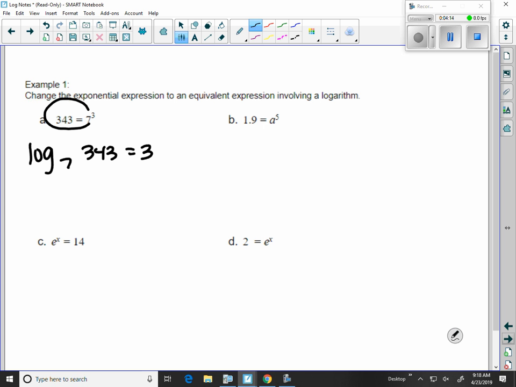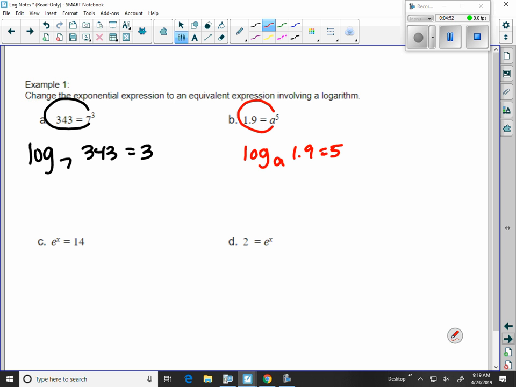Another way of thinking about it, this may help some of you, is that the exponent, that 3, is on the other side of the equal sign. And that will always happen. So here, let's do the same thing. We have log base a of 1.9 equals 5. Same thing. Start at the base, go around the equal sign, back to your exponent. Keep in mind that exponent is always on the other side of your equal sign.